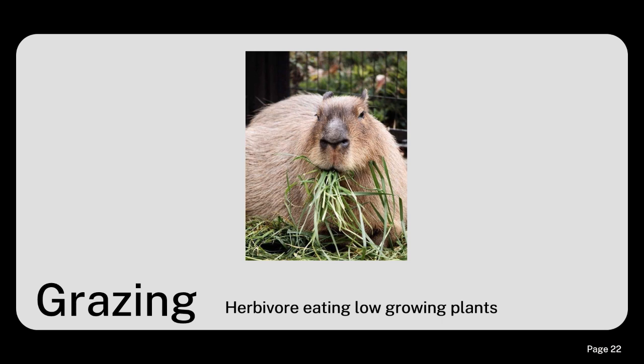Grazing references an herbivore eating low-growing plants. Capybaras are known to eat an abundant amount of grass. Grass is easy for them to digest, and they can eat nearly 8 pounds of grass a day.